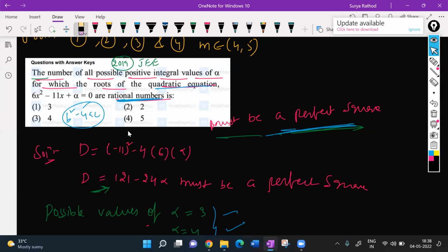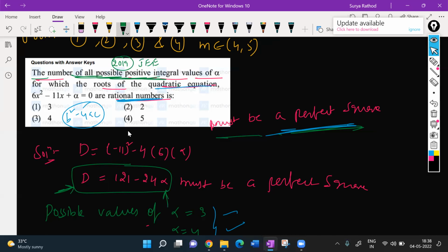Understood my point here? After finding the discriminant, I got this. So what should be the alpha value so that this discriminant becomes a perfect square? That is the question. How many values? He's asking for the number of all positive integral values. How many values do you have to substitute?